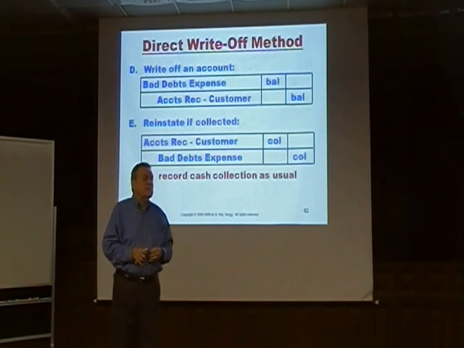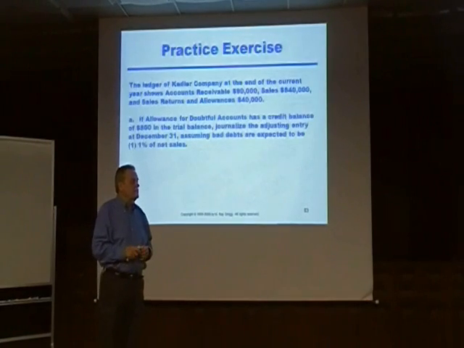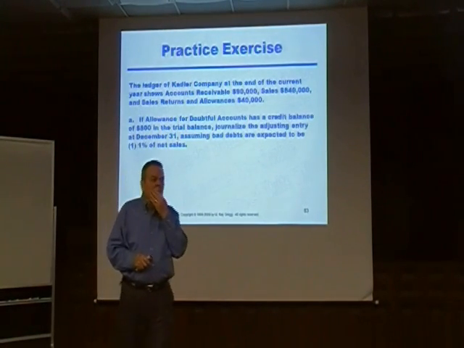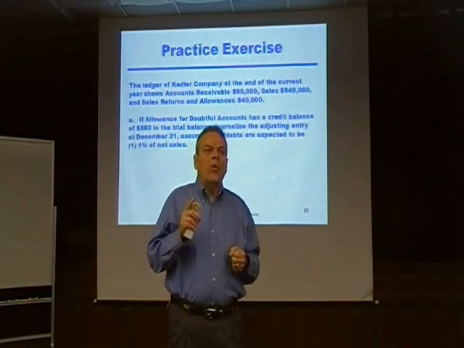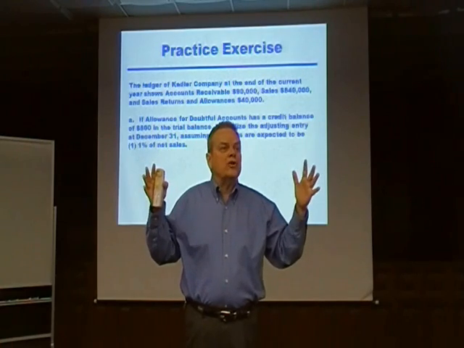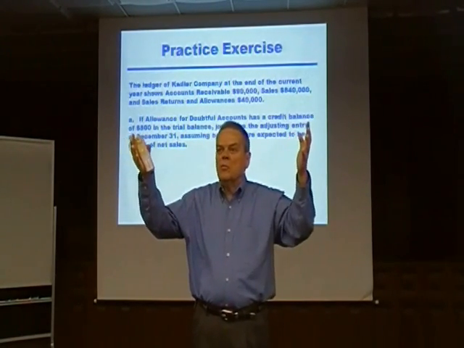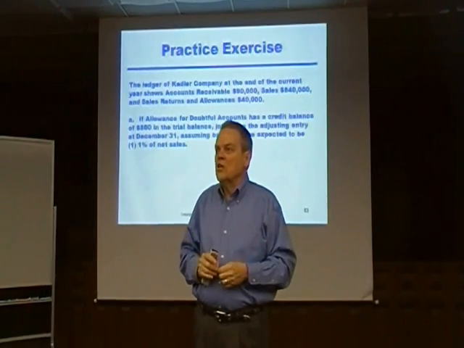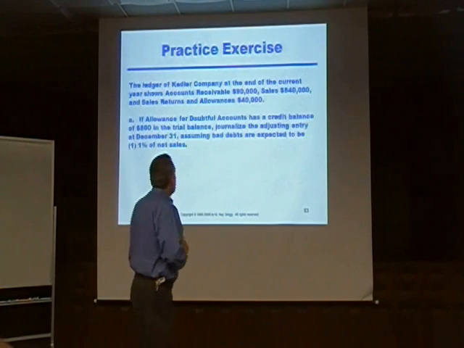Allowance method is considered to be superior to the direct write-off method. You ought to know why. Let's work an exercise in the time that remains and see if I can't demonstrate to you the point of the decision tree we saw. The approaches based on revenue, based on receivables, for how much the adjusting entry should be. That's the point of this little exercise that we're going to do together.